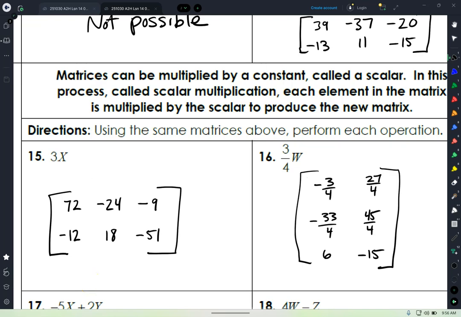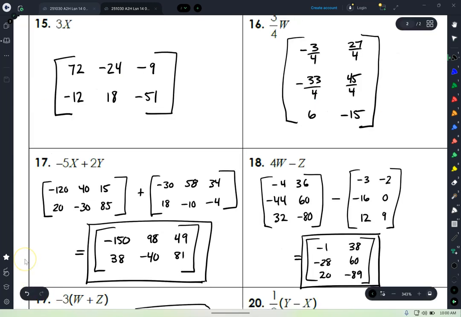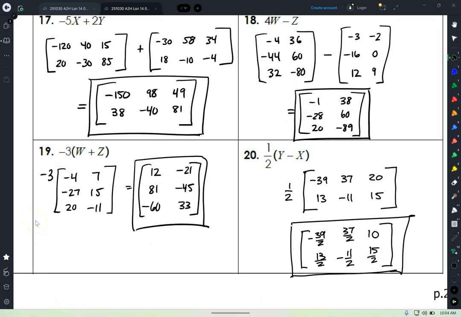I'm going to put the answers for 15 and 16 up on the board just so that you can check your work as you're going along and make sure you're tracking. So there's 15 and 16. Here is 17 and 18 for you to take a look at. Let's see how you did. Check your answers for 19 and 20.